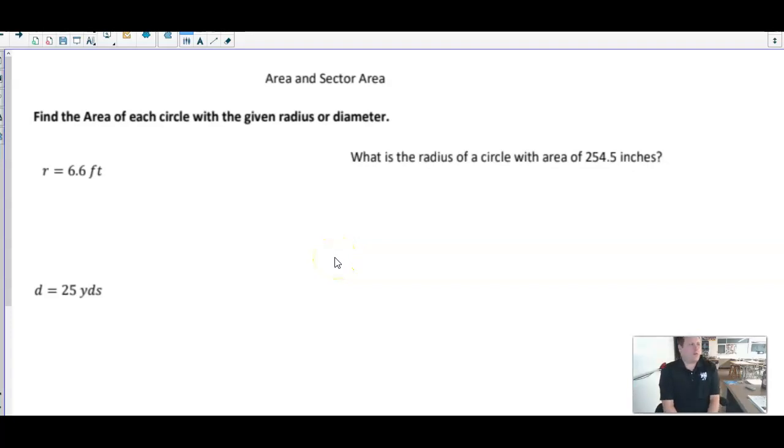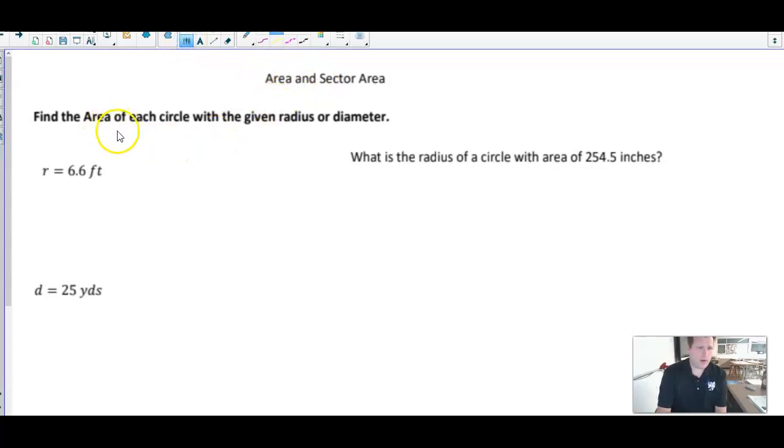Okay, our topic on this one is areas and sector areas of circles. Again, we're still on circles. You guys have learned about area. We're going to push this idea to what we call sector area, so I'll explain what that is in just a moment. But let's start with this.